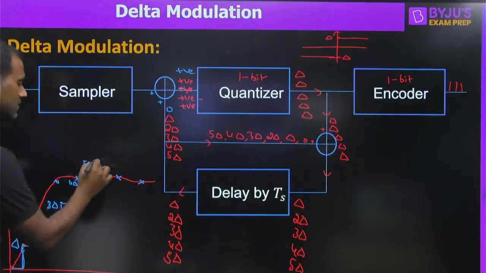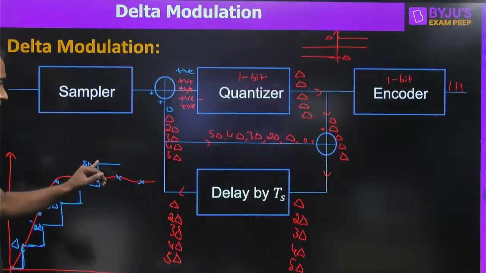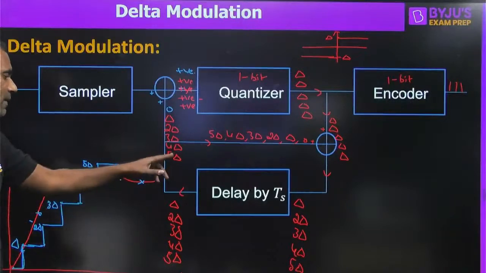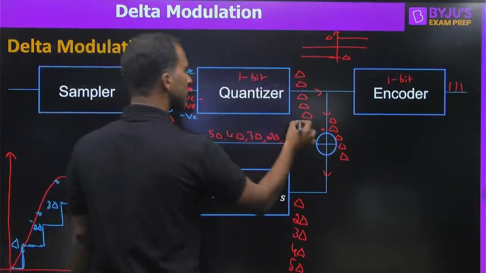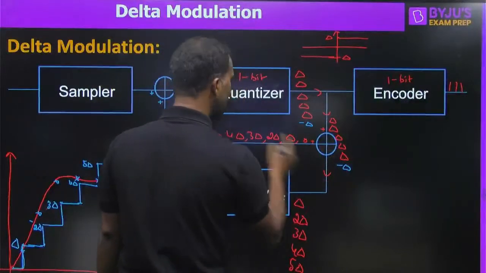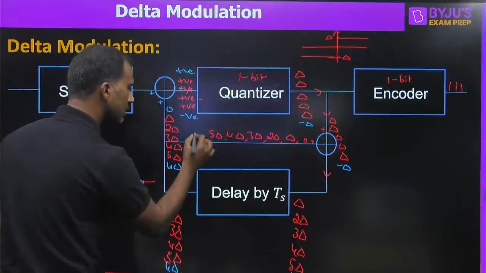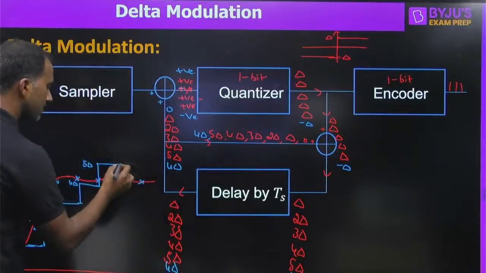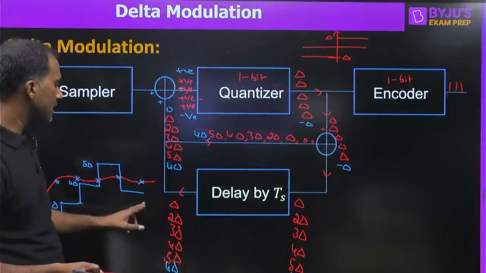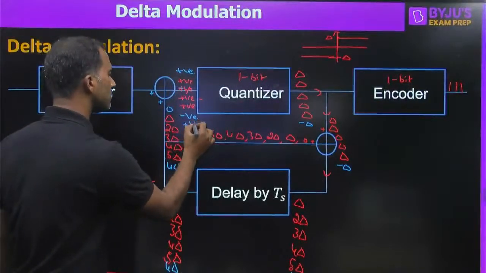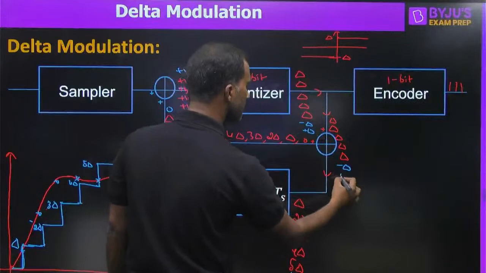Now see this one. The next sample is smaller than the feedback. Feedback is 5 delta. The next sample is smaller, so the difference will be negative. Negative here, it will be minus delta here. 5 delta plus minus delta is 4 delta here. So 4 delta here, 4 delta here and here. Now what is happening to the difference? The present sample is greater than the feedback, so the difference will be positive now. So it will be plus delta here. Plus delta plus 4 delta is 5 delta.